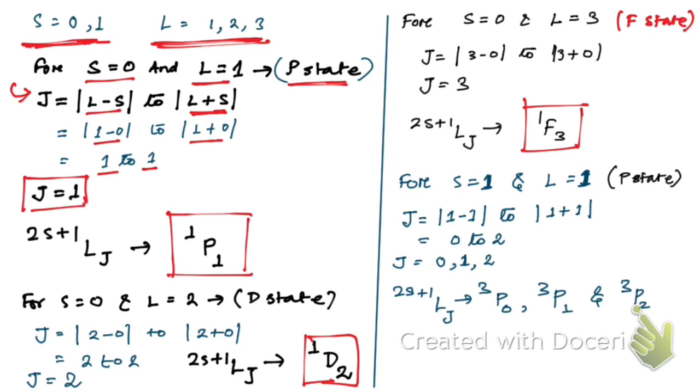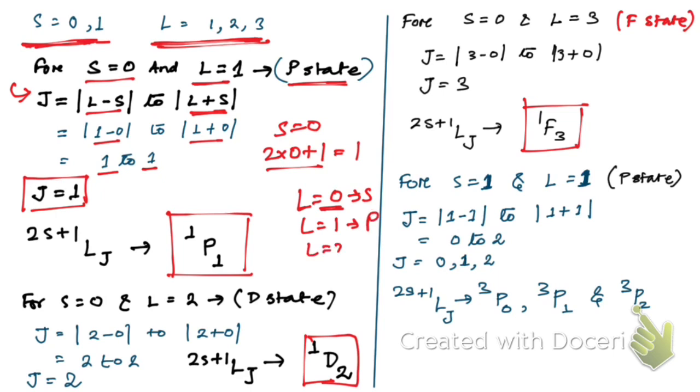In that case the spectral term will be given by 2S+1 L_J. Taking S equal to 0, the multiplicity 2 into 0 plus 1, that is 2S+1, is equal to 1. So we put 1 here. L equal to 0 means S state, L equal to 1 means P state, L equal to 2 means D state, and so on. L equal to 3 means F state. Okay, remember these things.